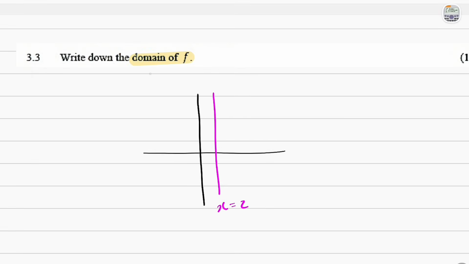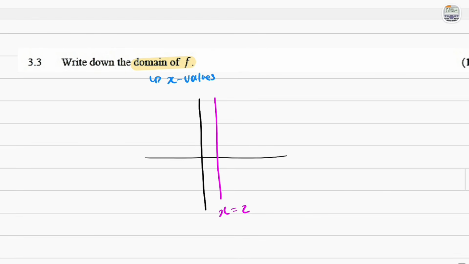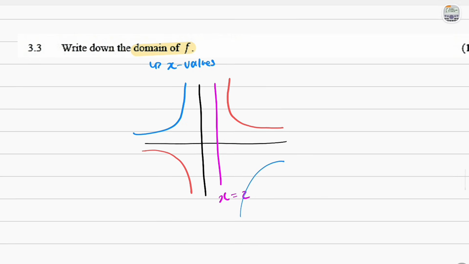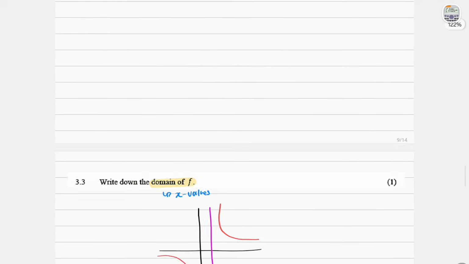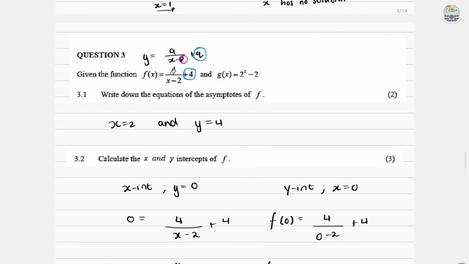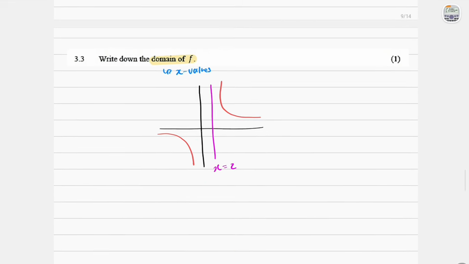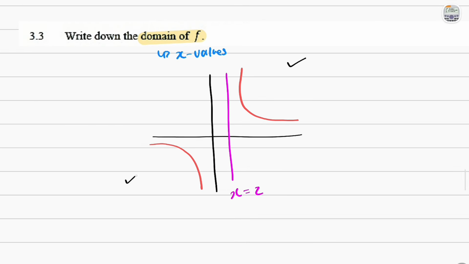But we're looking at the domain, which is all the possible x values that this graph has. You see a hyperbola, regardless of what it looks like, whether it's in the first and the third quadrant or the second and the fourth quadrant. This hyperbola has an asymptote of x equals 2. Let's just say it looked like this, which it actually does, because they said the value of a here is 4. So when a is positive, it lies in the first and the third quadrant. When it's negative, it's in the second and the fourth quadrant.